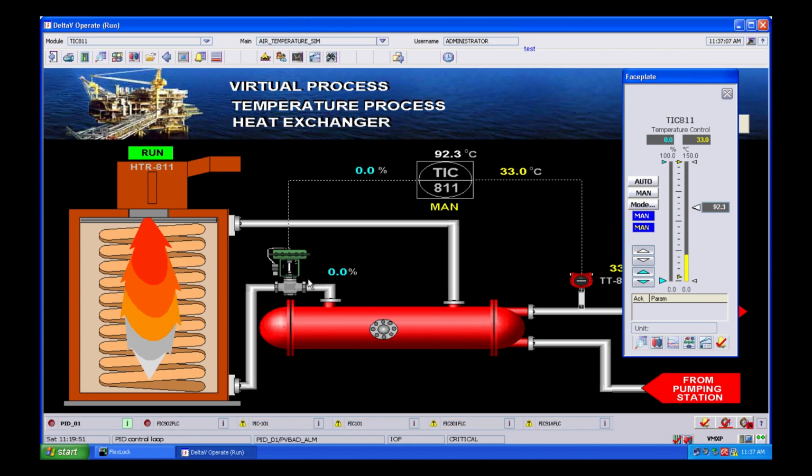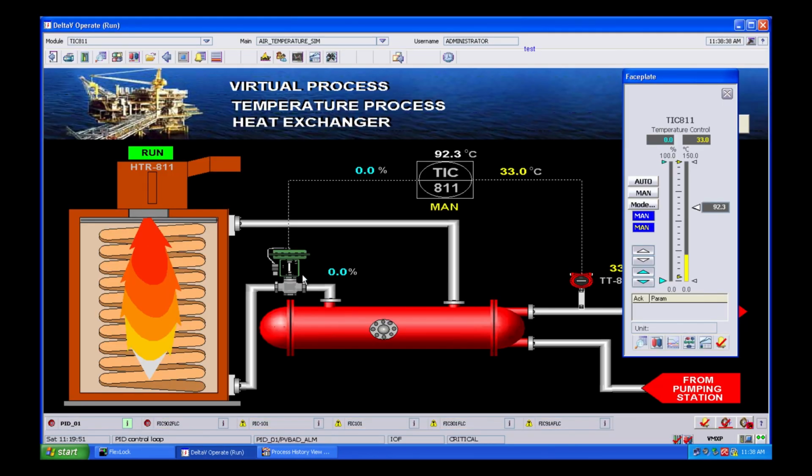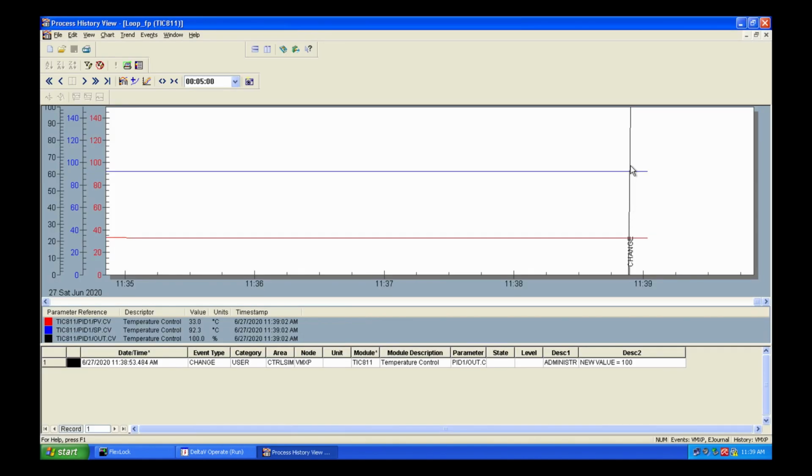This control valve is fully closed, and the product temperature is currently 33 degrees Celsius. Click the process history view to show the process trending. Observe that we have the red line for the process value or present value, the blue line for the set point, and the black line for the output, which is the manipulated variable for the control valve. We provide the step input to the manipulated variable, which is this control valve, by changing from 0% to 100%, and we're going to monitor the PV for this temperature process.